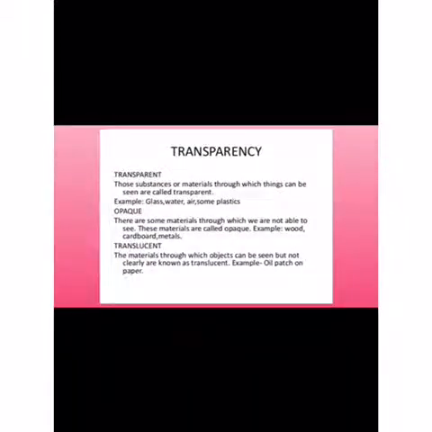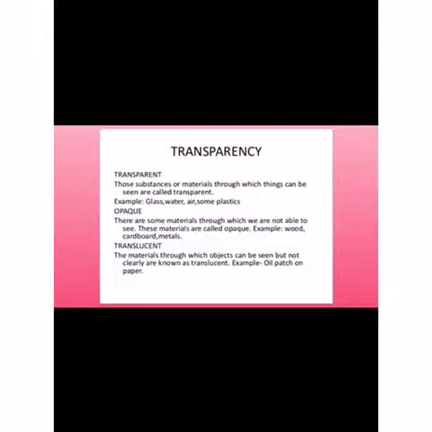Transparency. Materials through which things can be easily seen, like glass. We can see through the glass very clearly. Water is also transparent. Now, opaque materials are those through which we are not able to see. For example, wood. If there is a wooden wall, we won't be able to know what is happening at the back. We won't be able to judge.